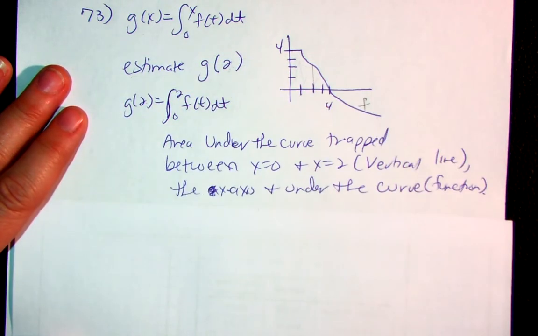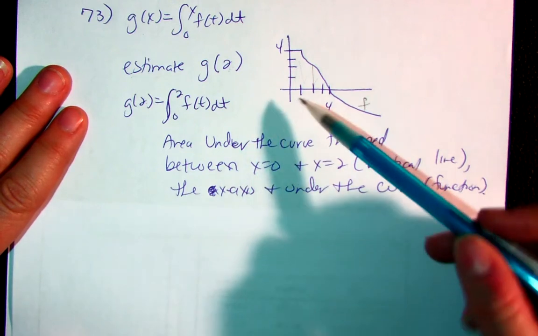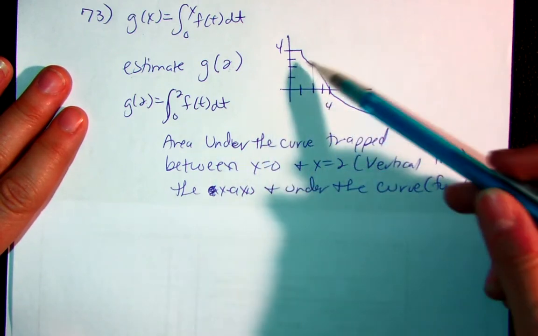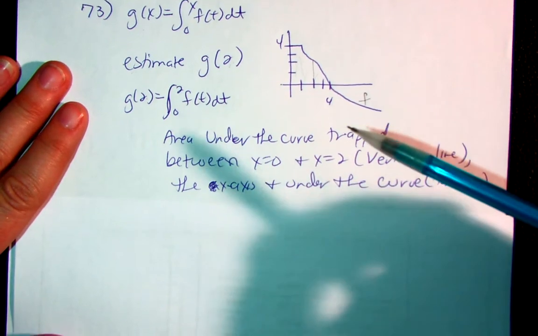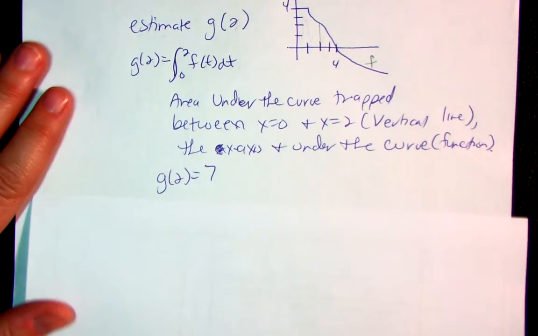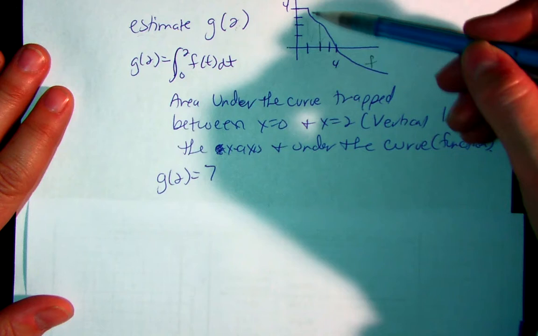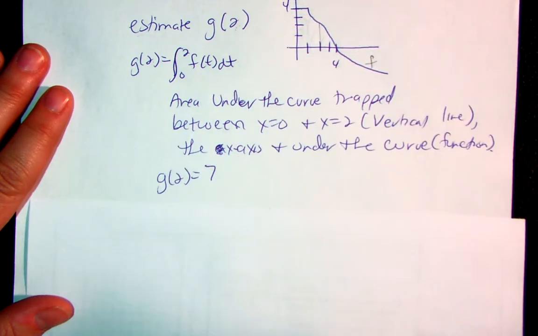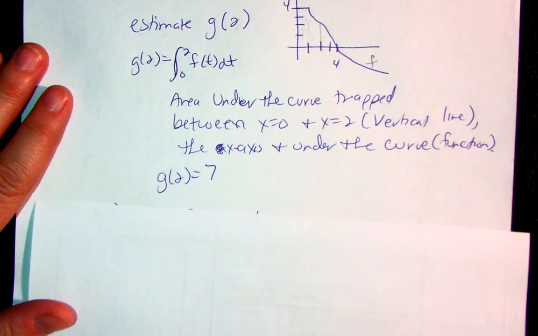Right? So that's area under the curve that's trapped between the vertical lines x equals 0, x equals 2, the x-axis, and underneath the curve, which is the function. And so I didn't put all the grid on here, but 1, 2, 3, 4, 5, 6, 7. You literally count underneath the curve.